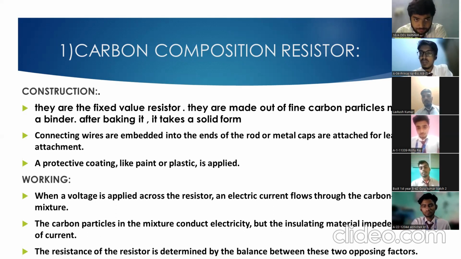So when we apply the voltage into the circuit, the flow of electrons will pass through the binder material, in which some insulating material and conducting material are placed. So the insulating material will oppose the flow of electrons, so that the required resistance will be produced.